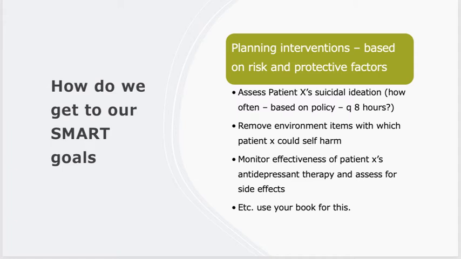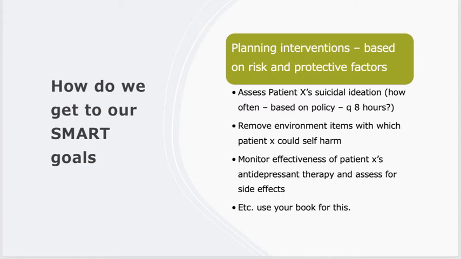Now, the next thing we are going to do is think about how we get to our SMART goals. Obviously, if one of our goals is to complete a suicide safety plan, we actually need to assist our patient in completing one. So think about planning interventions based upon risk and protective factors. And so when we're planning interventions to keep someone safe, we have to look at assessing those risk and protective factors.